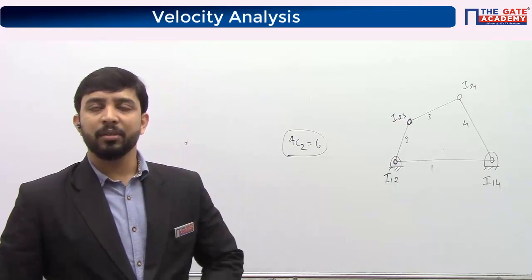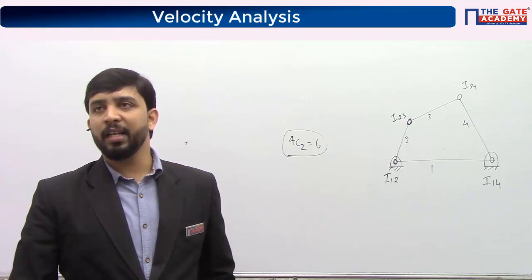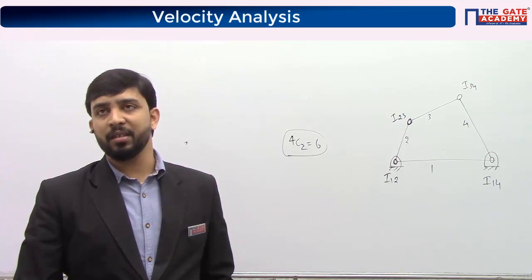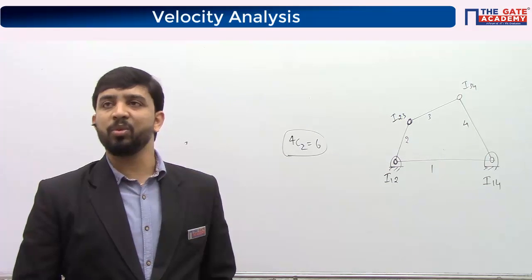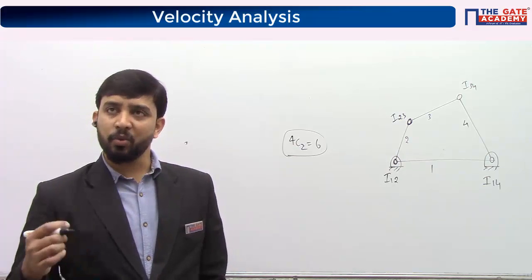Are you getting my point? So I have to do that. It's a little difficult to do that. So we take the help of a theorem and we try to locate instantaneous centers. So for bodies which are moving, wherever there is a relative velocity, we call them relative I centers.